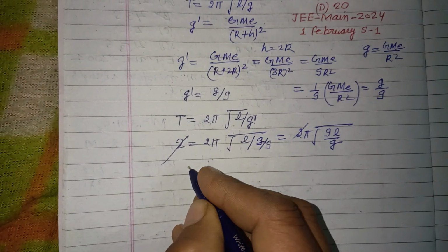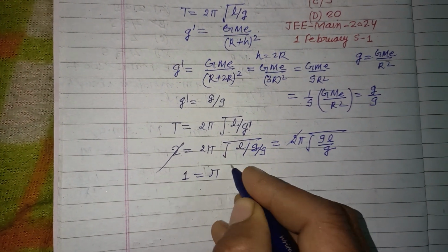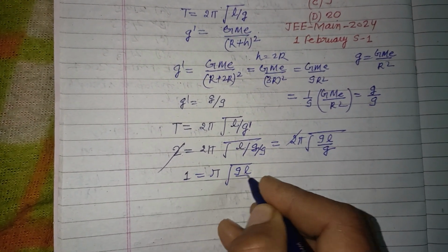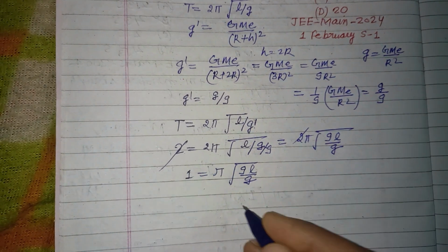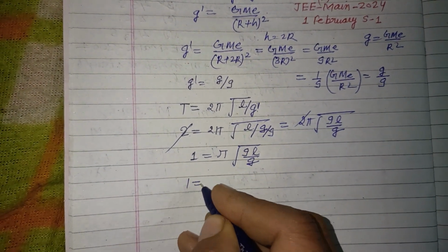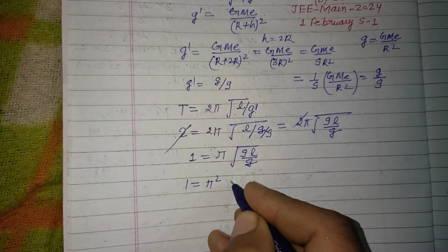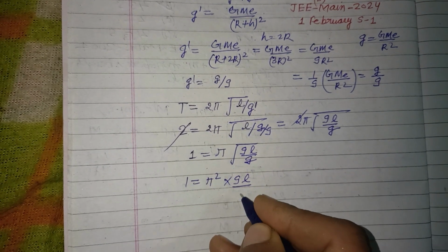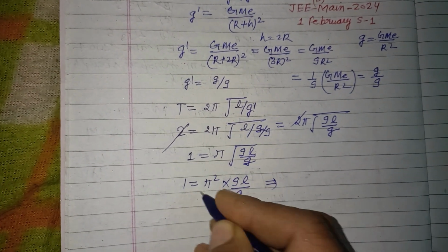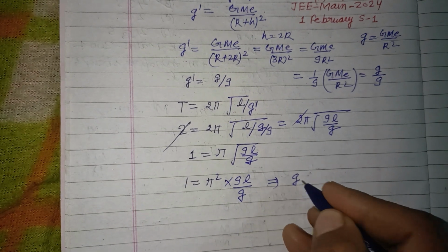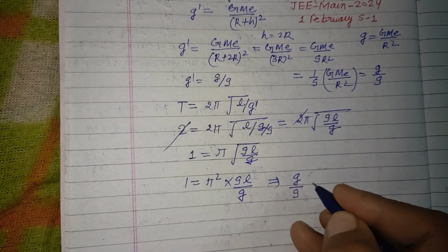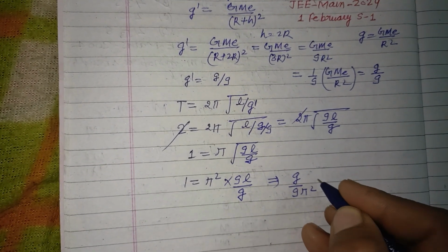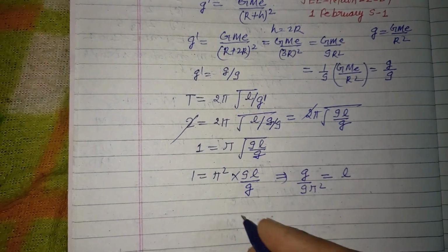Now 2 cancels, we get 1 equal to pi under root 9L over g. So squaring both sides, we get 1 equal to pi square into 9L upon g. From here, on cross multiplication, we get g upon 9 pi square equal to L.